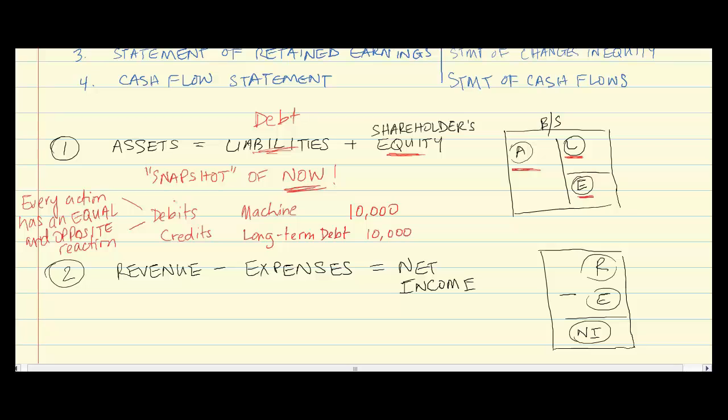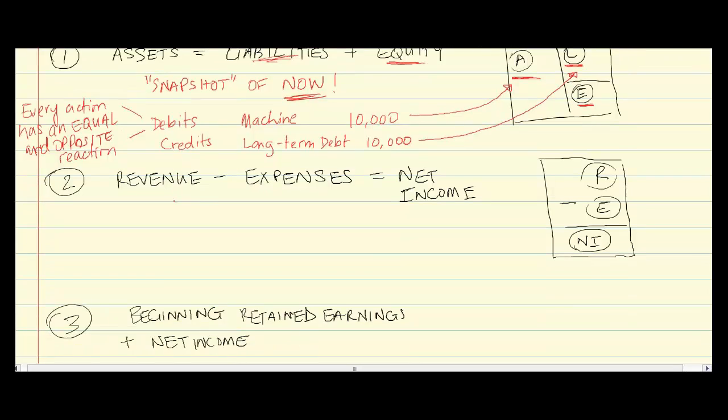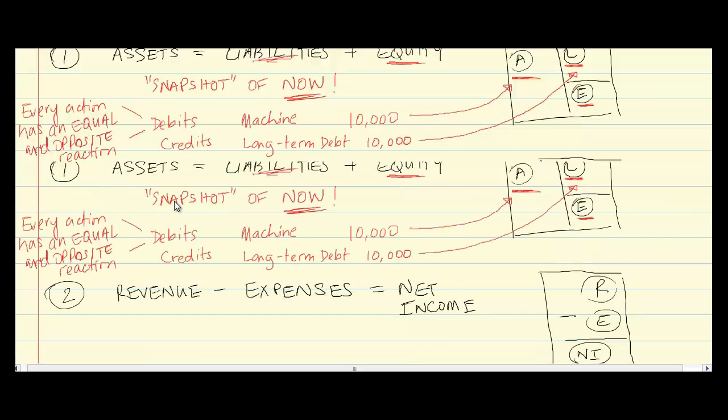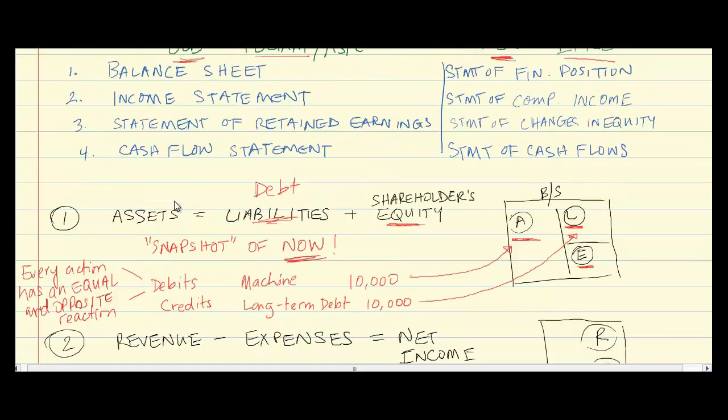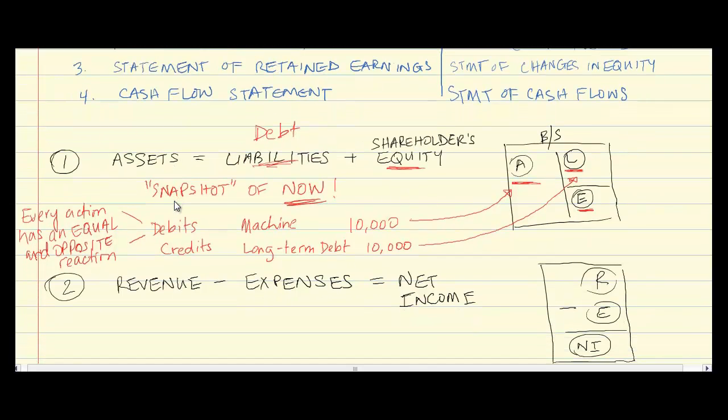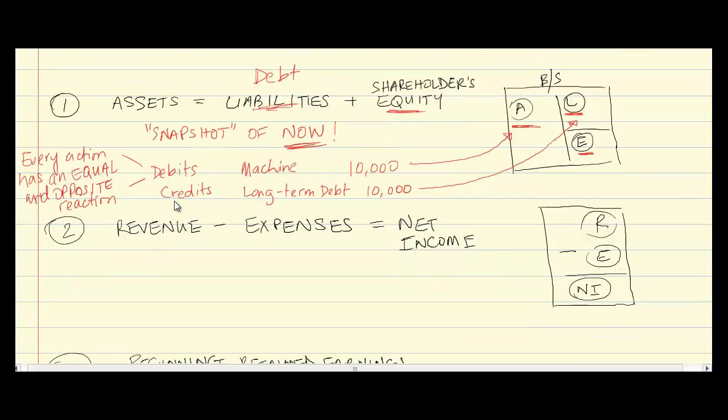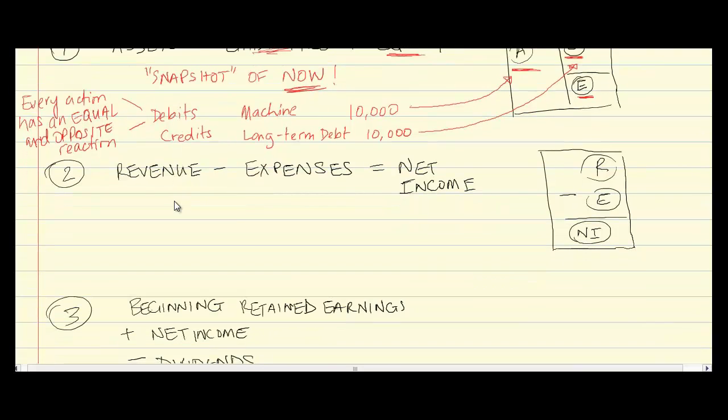Right? So for every dollar that's in your assets, there's a dollar of equivalent and opposite value sitting in either liability or equity. So in this case, it's sitting in liability. Okay, so that's essentially the gist of your balance sheet. It's a snapshot of now. It's giving you your financial position as of this very moment: all your assets on one side, your liabilities and equities on the other side.